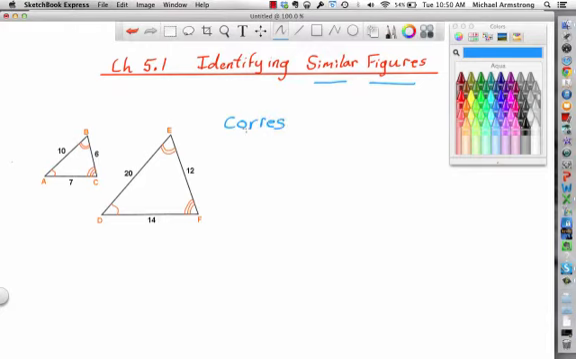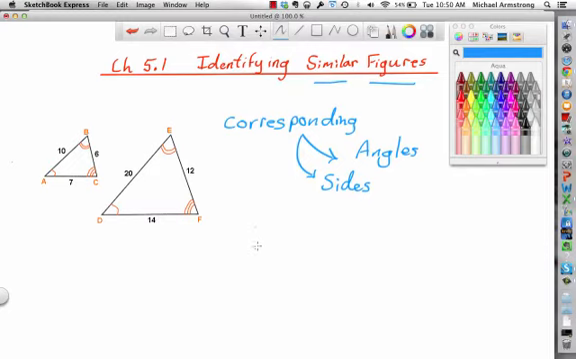I had to check to see corresponding. It has two R's. So we have corresponding angles and corresponding sides.